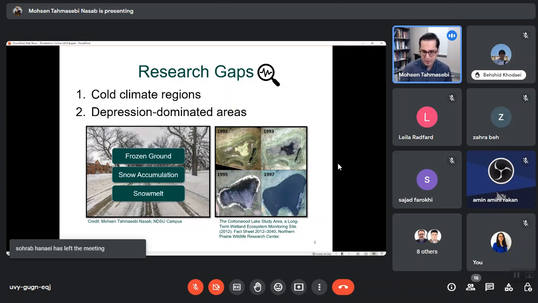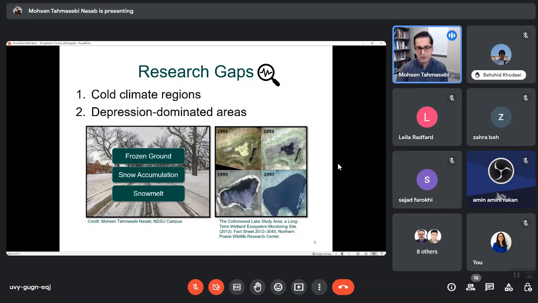And then the other thing, the photo that you see on the right-hand side of the screen, it shows a depression. Depression is something that I have no idea how we translate that in Farsi. If you know, please let me know. I know that it's not wetland, but it's a sink. It's an area that has a very low elevation, and sometimes it could be full of water, like 1997 in the right-hand side photo, and sometimes it could be empty, like 1992. So if you know the Persian translation or equivalent of a depression, let me know.